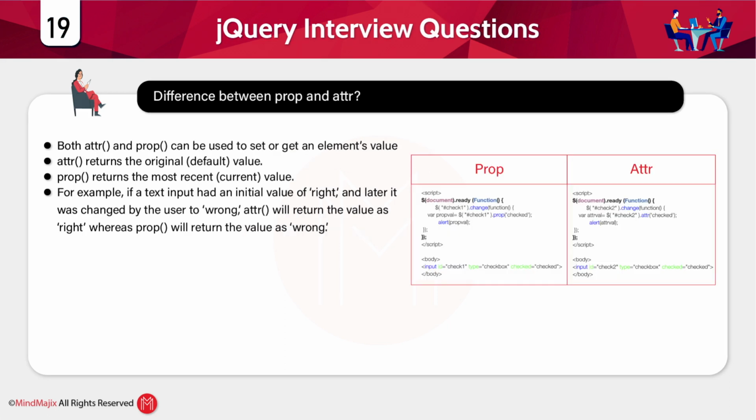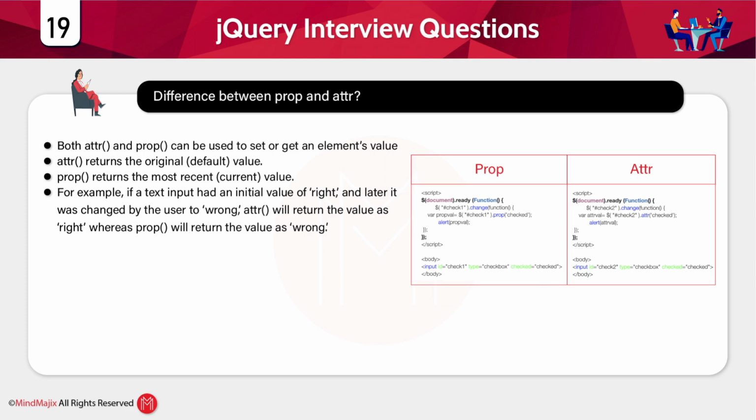Moving to our next question. Difference between property and attribute. So what is the difference between a property and attribute? You can set the value using both property and attribute. What is its difference? So the point says initial and current. Let's see what is the answer.